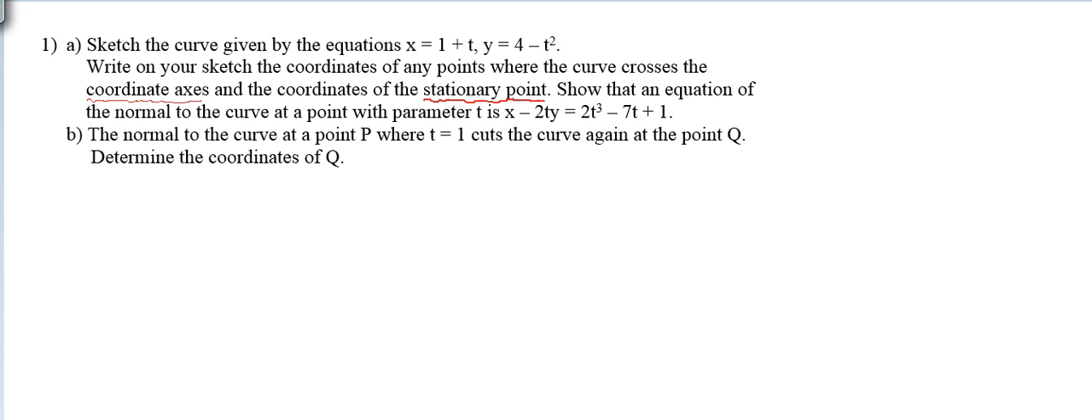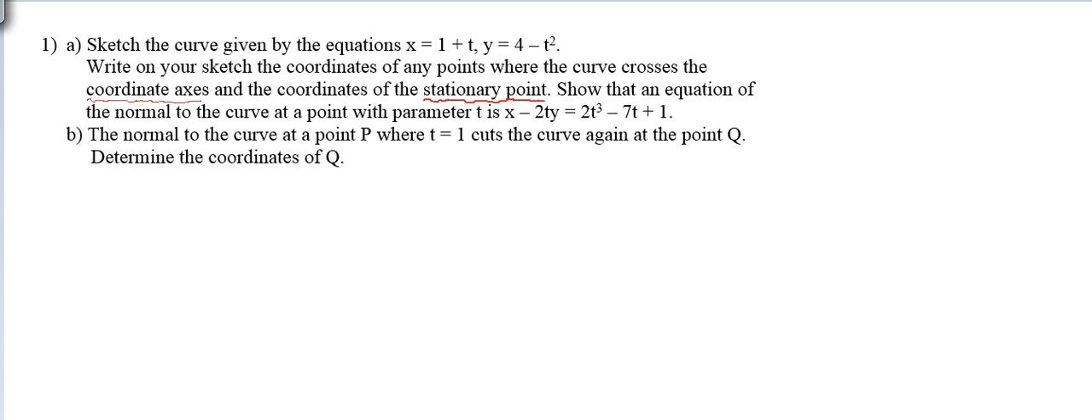Show that the equation of the normal to the curve at a point of parameter t is x minus ty equals 2t cubed minus 7t plus 1. It's given. We have to prove that there is a normal to the curve at a point of parameter t. This is the equation of the normal.